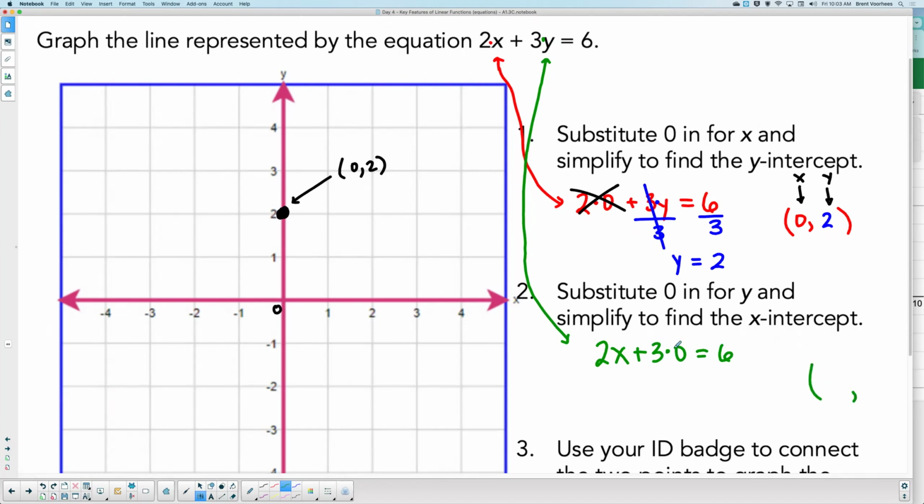What we now know is that the y value is 0. That's why we plugged in a y value of 0. We're now looking for the x-intercept. What is 3 times 0?